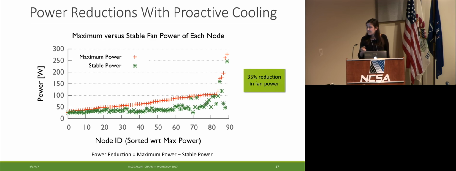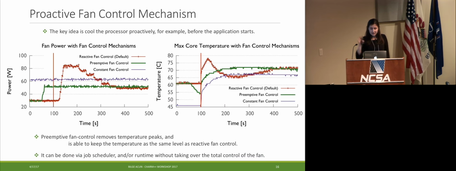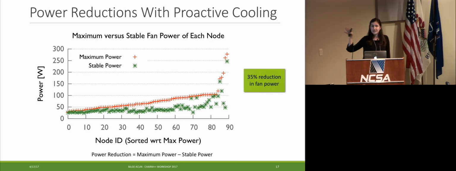This was showing only the fan behavior on one node, but the fan also behaves differently over different nodes because of the temperature variation. So over 90 nodes, what you see here is that the difference between the maximum power and the stable power is the savings that we can get with this mechanism. And with this mechanism, we can reduce the fan power by 35% overall.